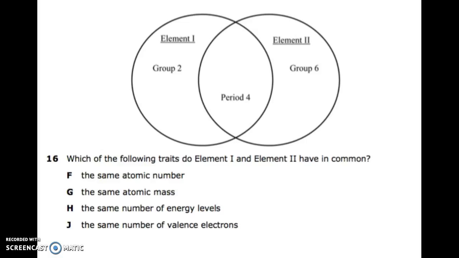F, the same atomic number. G, the same atomic mass. H, the same number of energy levels. And J, the same number of valence electrons.